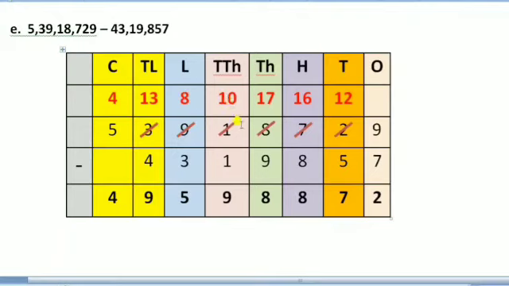From 10 now subtract 1. So 10 minus 1 is 9. So we have written 9 here. Next 8 minus 3. From 8 subtraction of 3 is possible. So when we subtract 3 from 8, it becomes 5. So write 5.